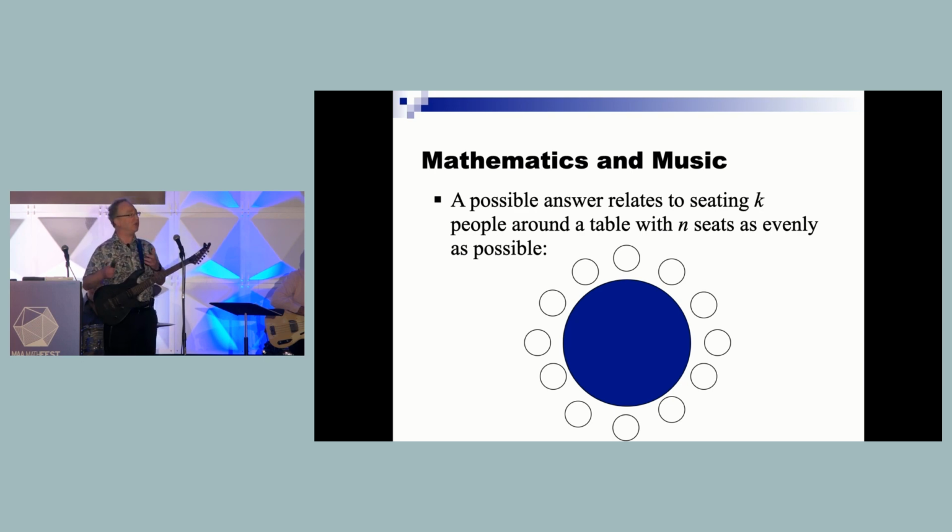You want them spread out as much as possible. How do you seat them? What does it mean to be spread out as much as possible? If it's 6 people around 12 chairs, it's pretty obvious. Chair, empty chair, chair, empty chair.